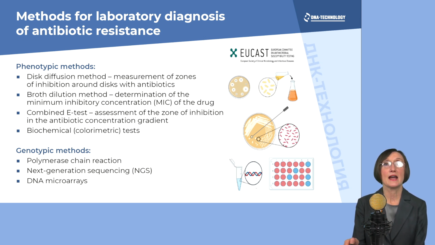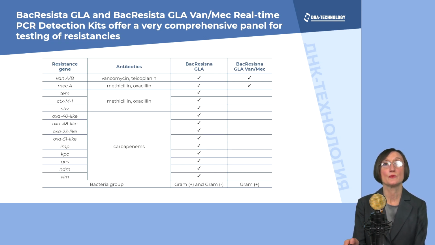The development and launch of the BacResista kits, which are available in 2 versions, became a breakthrough in antibiotic-resistance testing. This slide lists the resistance genes detected by the kits and their corresponding antibiotics. The BacResista GLA test is suitable for detecting antibiotic resistance in both gram-positive and gram-negative bacteria, while BacResista GLA1-MAC test is only for gram-positive bacteria and was developed to detect methicillin-resistant Staphylococcus aureus.